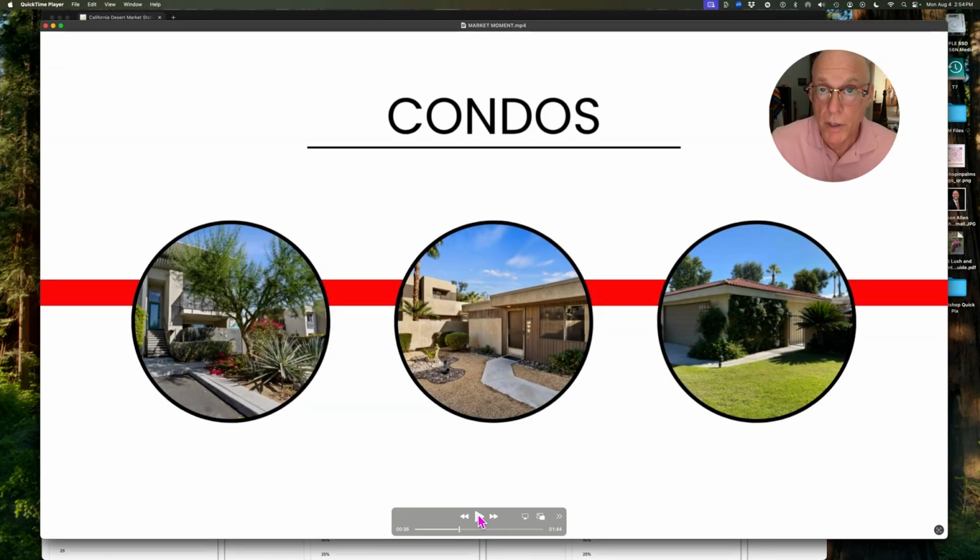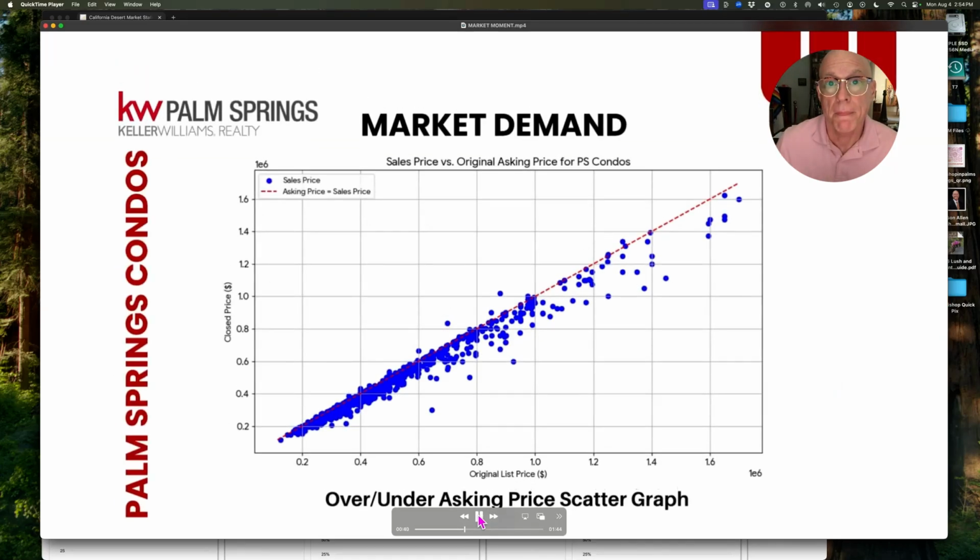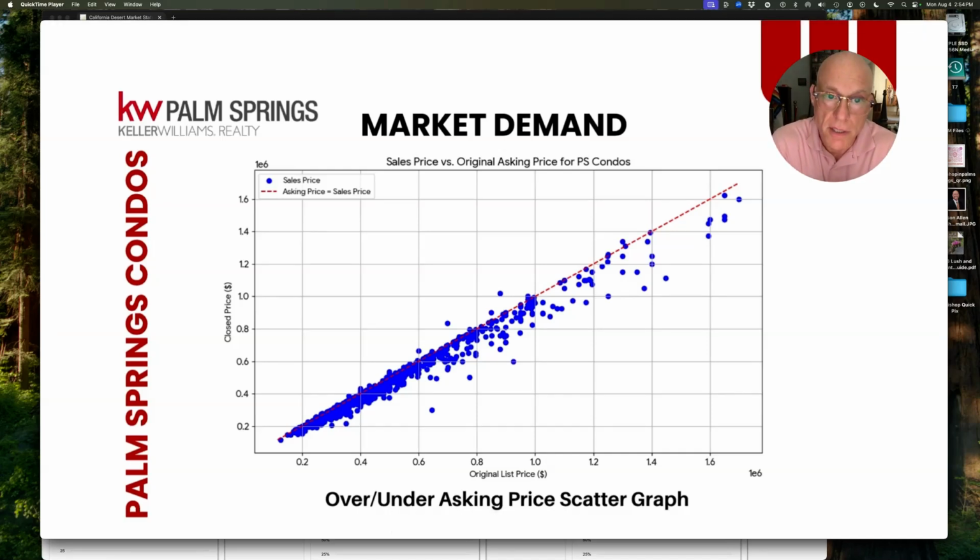Again, I'm focused on Palm Springs this week. I'm going to start with condos. So this is the sales price versus original asking price for condos in Palm Springs. Now, this is a full year of information. But you can see that over the last year, most of the properties have sold under asking. That's the market we're in.